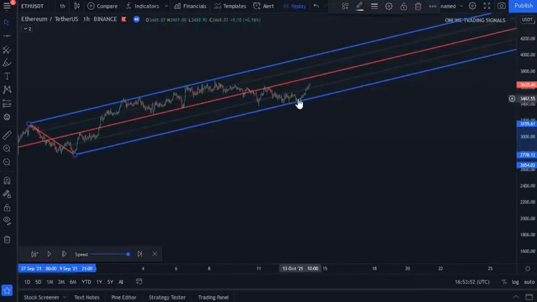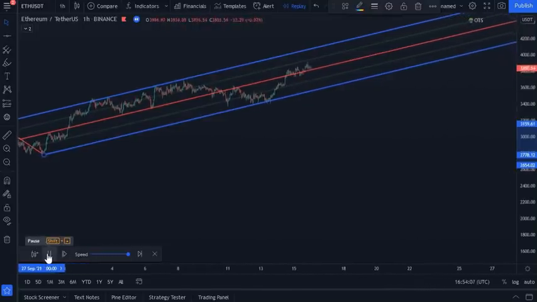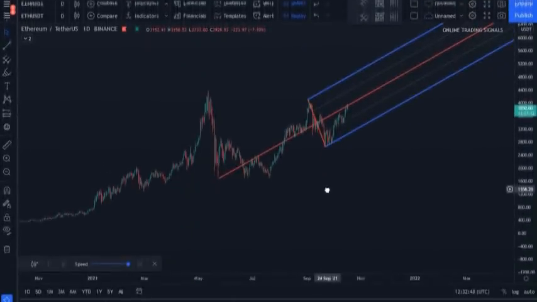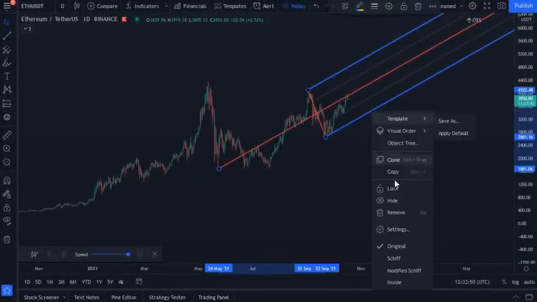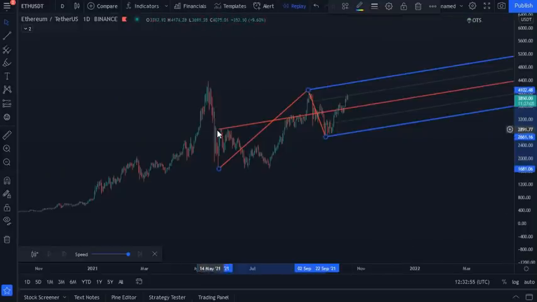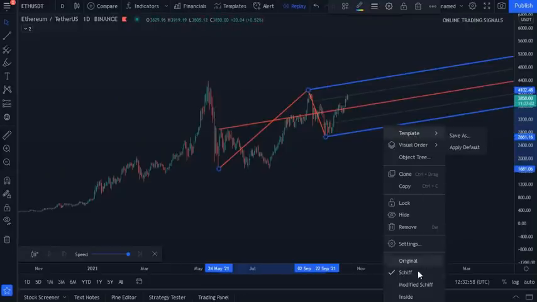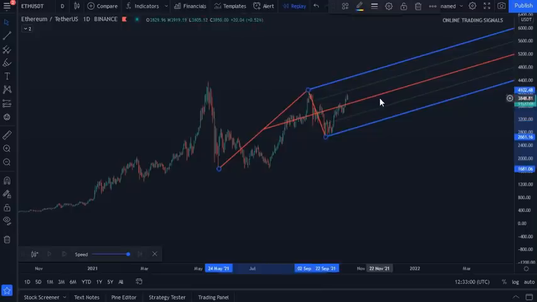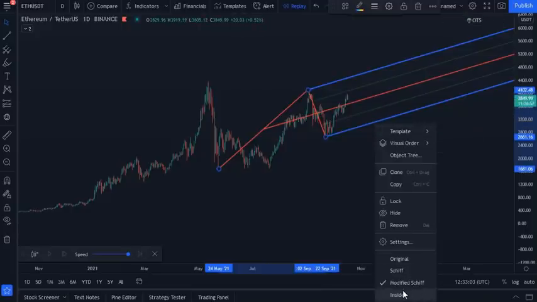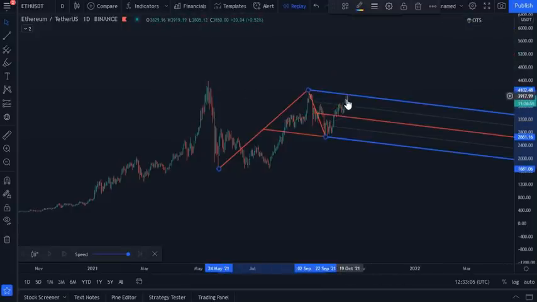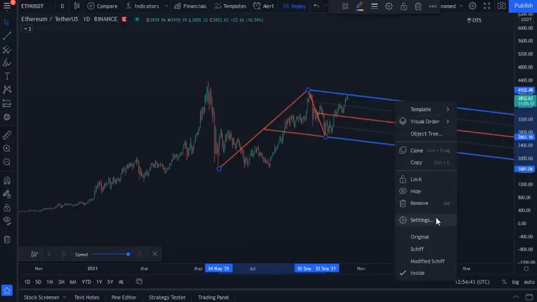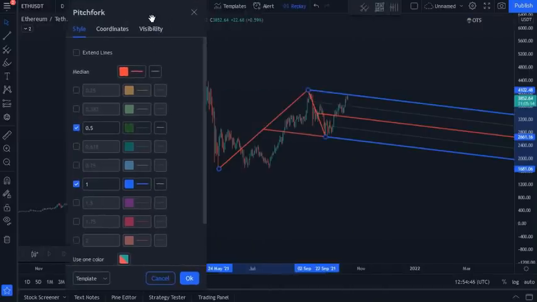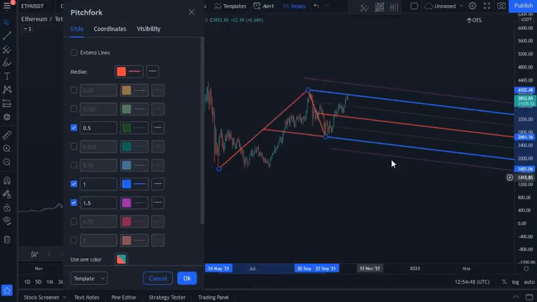Let's take a peek at the types of pitchforks that we did not talk about, and if you liked it, leave a comment so that we can complete its full explanation. Schiff pitchfork, modified Schiff pitchfork, and inside pitchfork. Each one takes its shape according to a certain trend movement, and also increasing the lines is a wonderful feature, which sometimes saves us from drawing another and another pitchfork.